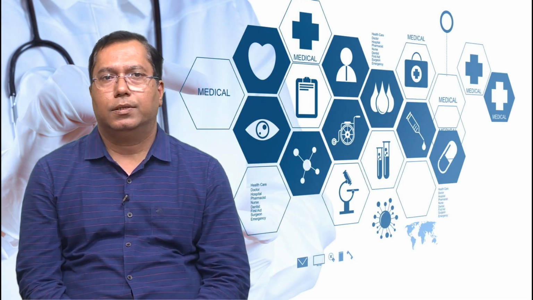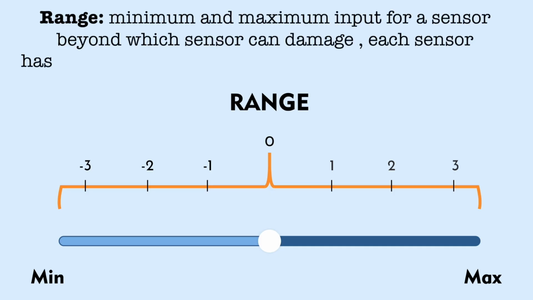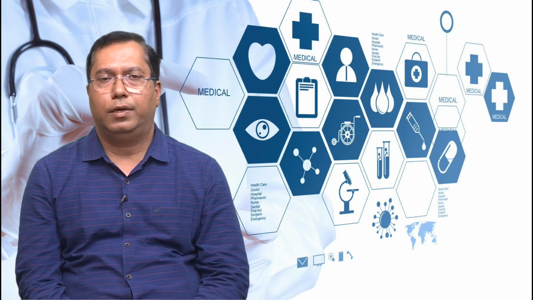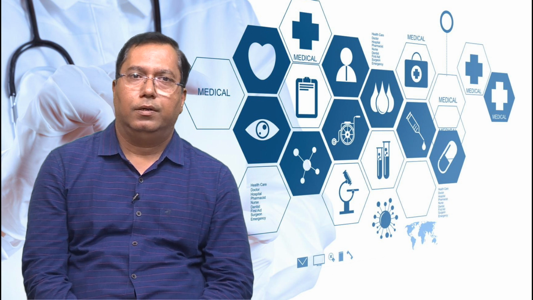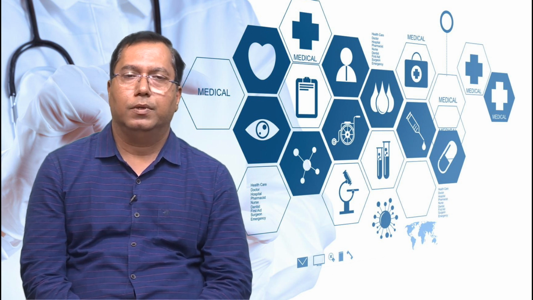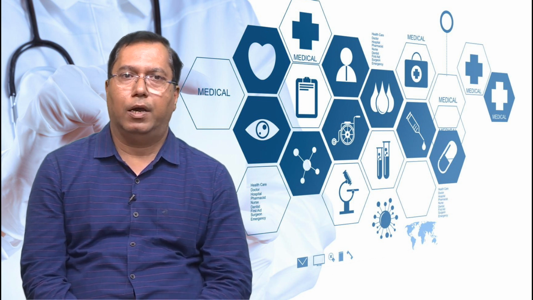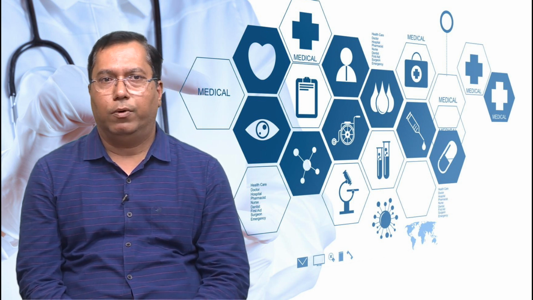Another characteristic is range. It is the minimum and maximum input for a sensor beyond which the sensor can be damaged. So each sensor has some range of operation, which is called its dynamic range, and normally it is defined in a data sheet that the sensor should be operated within some particular operating conditions. After that it can be damaged, or before that it cannot show accurate results.